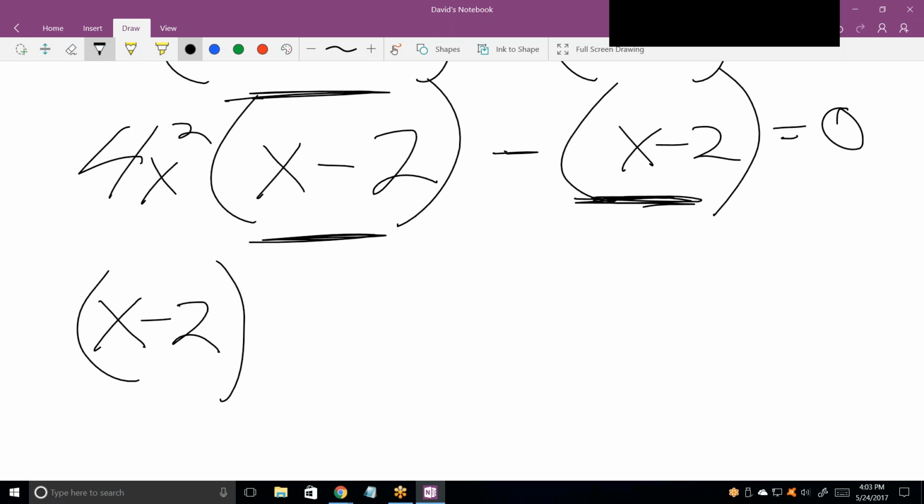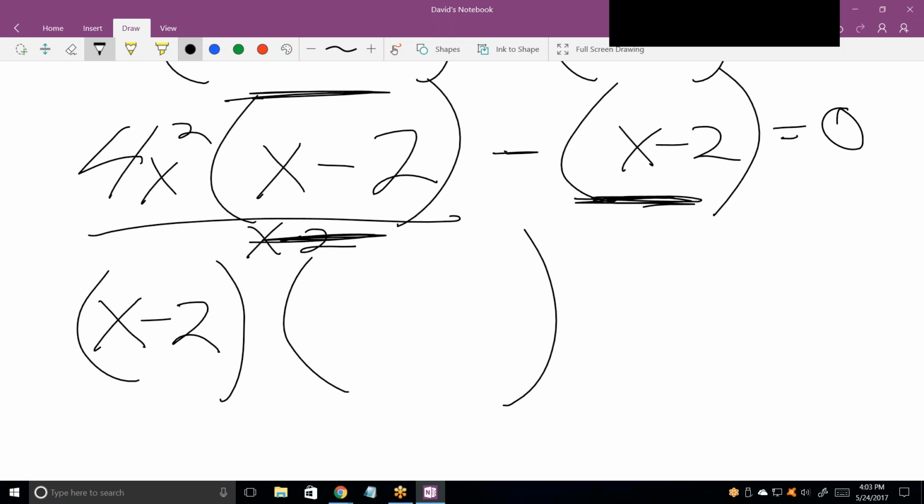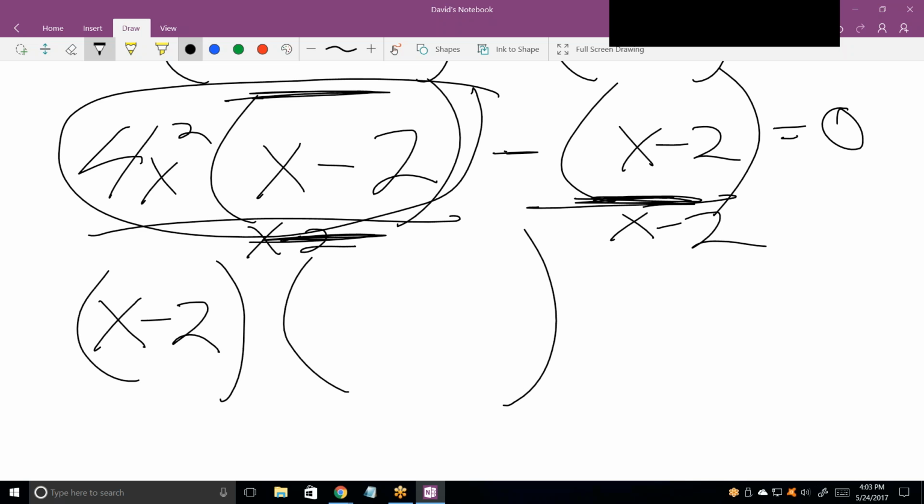What's left? It's going to be, well, would you factor out the x squared, or the 4x squared, I mean? When you factor out a greatest common factor, what you're doing is dividing each term by that. That's exactly what you're doing. So when I say what's left, it means what do you get when you divide that term by x minus 2?